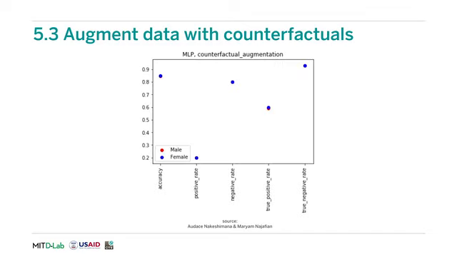By looking at the results of counterfactual augmentation on our dataset, you can see that the gap for all the metrics that we're looking at for the male and female demographic is pretty much gone, and this is what we want and expect from a fair machine learning model.